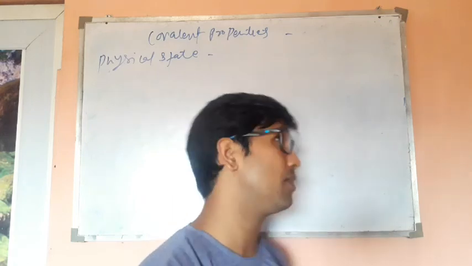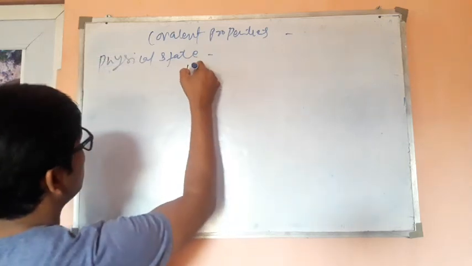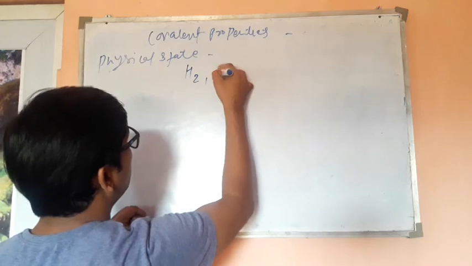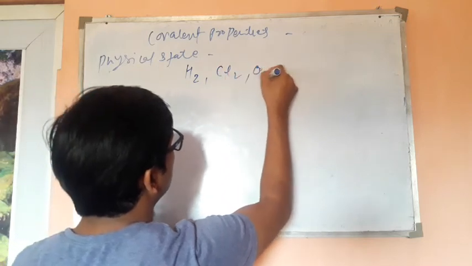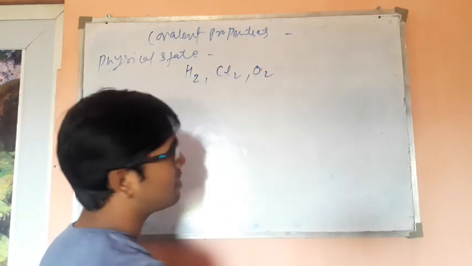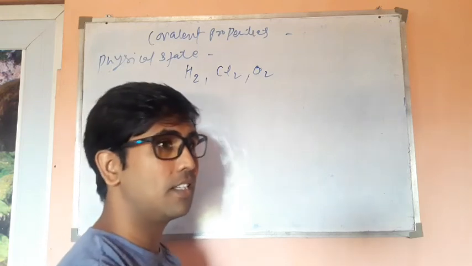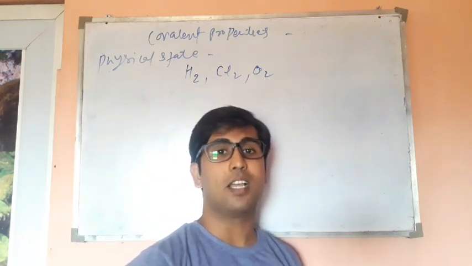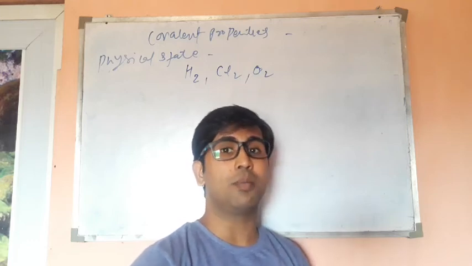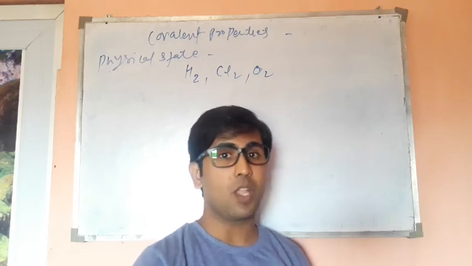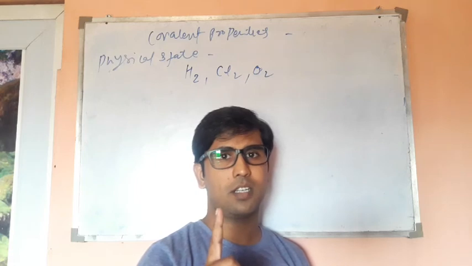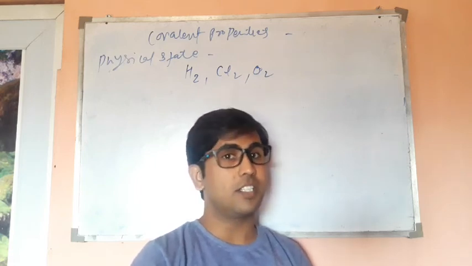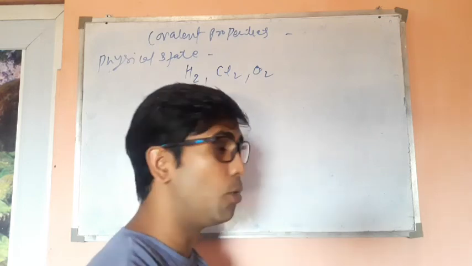Most of them. Generally hydrogen, chlorine, oxygen, all these gases that we know exist in the gaseous state, and all these gases have one thing in common, that is covalent bonding. One element which is in the liquid state and has covalent bonding within its molecules is bromine.